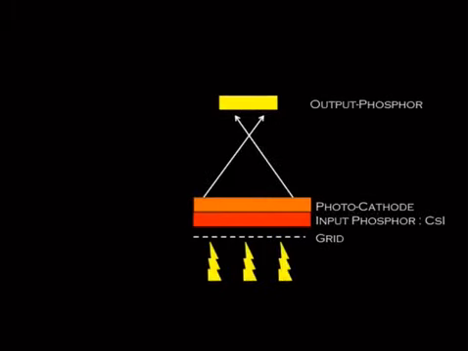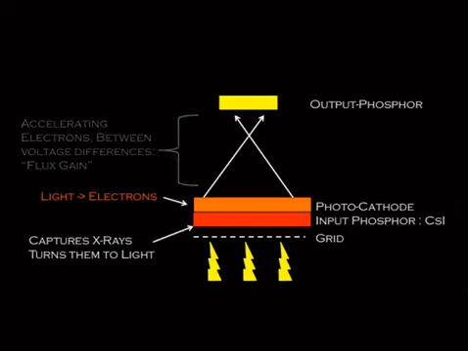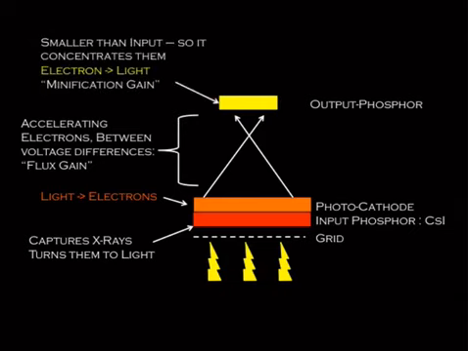So you've got this cesium iodide, which is the input phosphor. That's going to capture the X-rays and turn them into light. Okay, and then you're going to want to turn the light into electrons, which are then accelerated over a gap, and that will be referred to as a flux gain. Really, it's not super important. And then that will hit on the output phosphor, which turns the electrons back to light. So that process there is referred to as a minification gain.